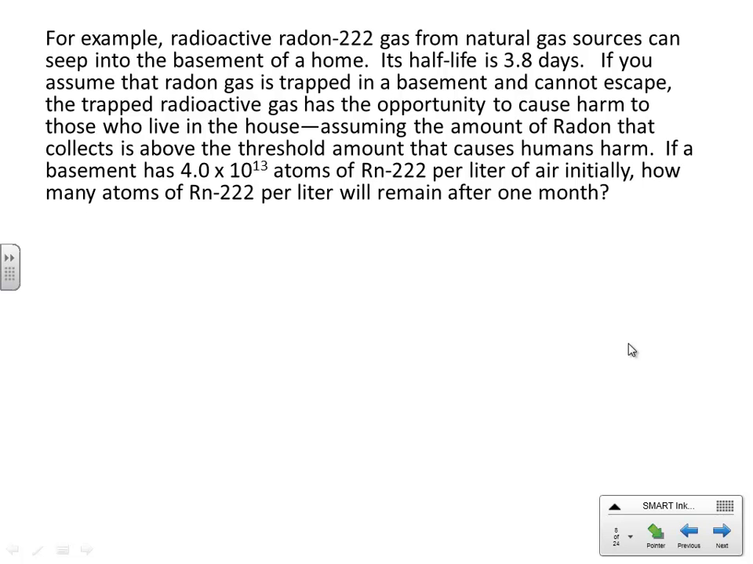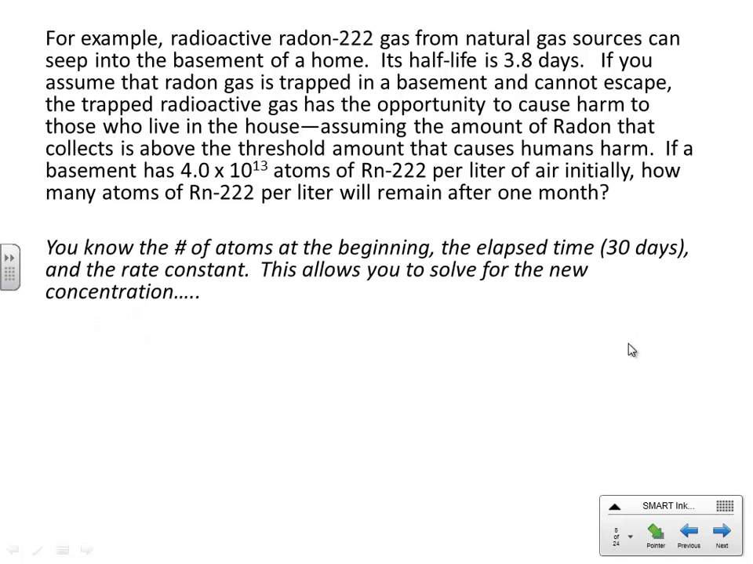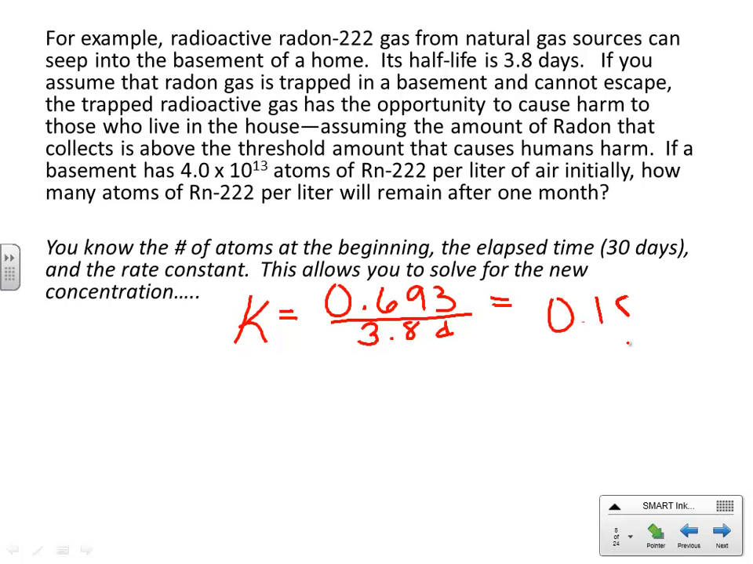To begin, we need to calculate the rate constant of this reaction. We already know the number of atoms at the beginning, and we already know the elapsed time. So what we need to do is take our k, which we don't yet know, set it equal to the 0.693, and divide it by the half-life of 3.8 days that we were given in the problem. This allows us to determine that our k value is 0.18.